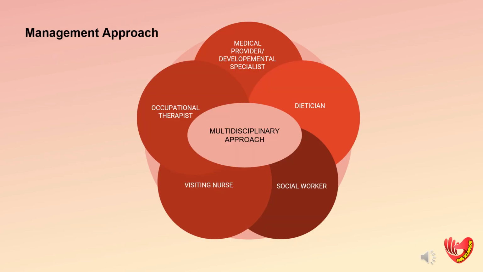The best way to treat a child with failure to thrive would be to adopt a multidisciplinary team approach. This team should consist of a dietitian, a social worker, a visiting nurse, an occupational therapist, and a developmental specialist if possible.